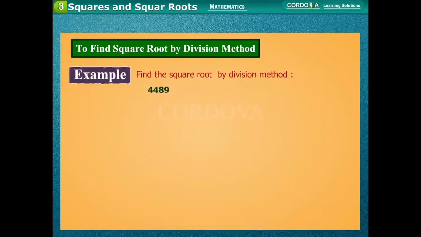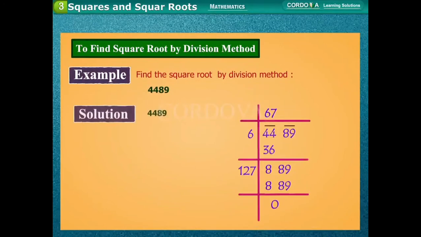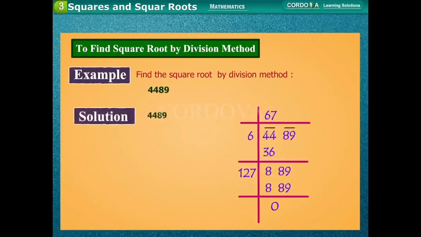Example: find the square root of the following by the division method. 4489. Solution: the square root of 4489 is equal to 67.